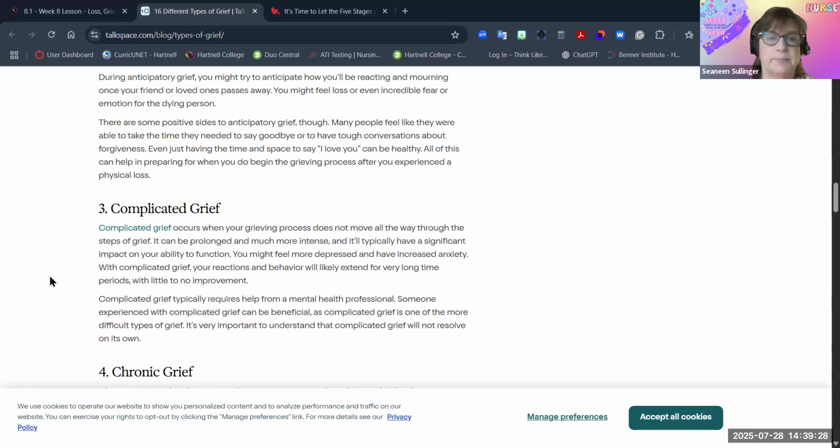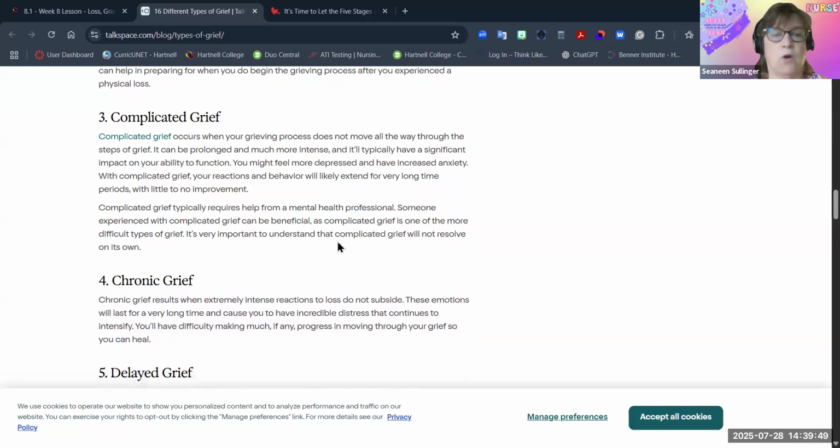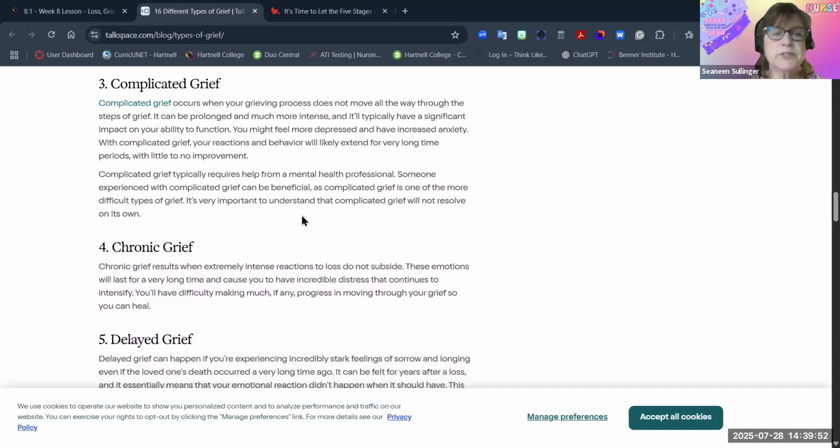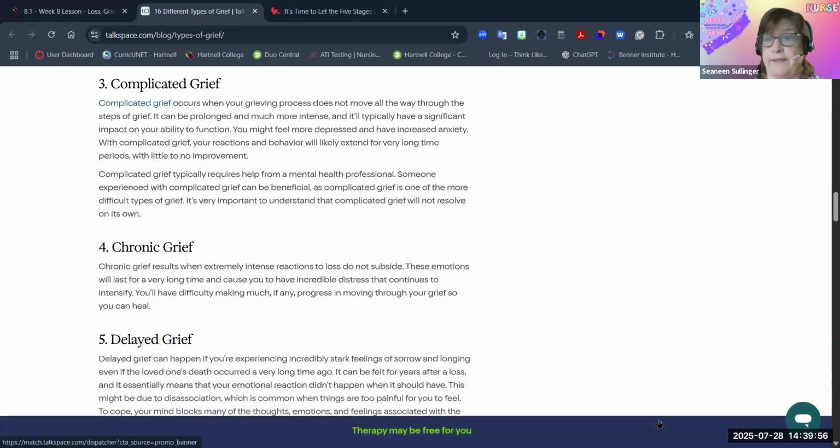I tend to think of that as being longer than 6 months is usually the way I think of that. And it's also like a roller coaster. Okay, I feel better. Oh man, no, I feel okay, yeah. And often you'll need to suggest mental health services to help the person work through their grief. Chronic grief results when the extremely intense reactions to loss do not subside. They don't go away. So chronic grief lasts for a very long time.